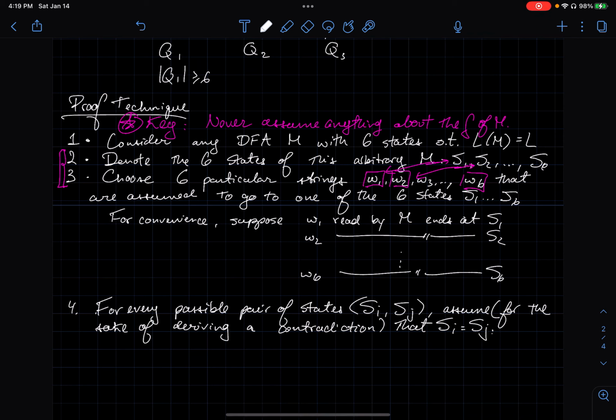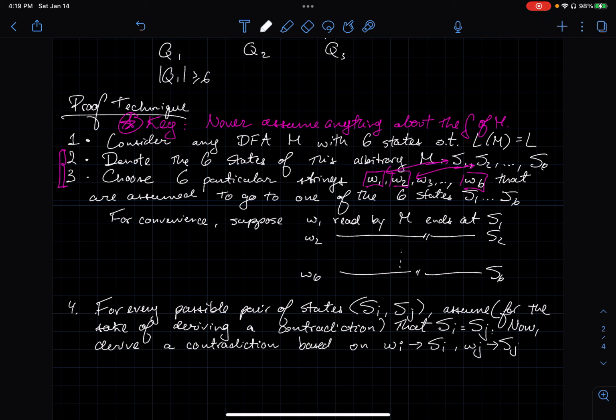Now, I derive a contradiction based on the fact that Wi goes to Si and Wj goes to Sj. So based on these two facts and the nature of the language L.